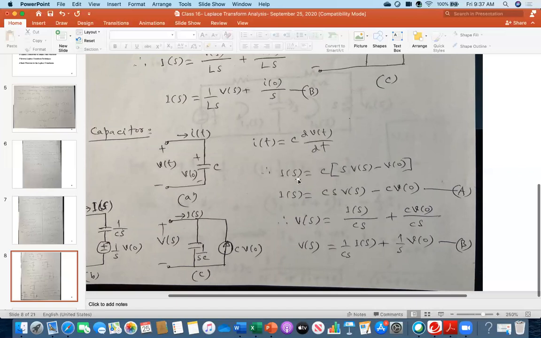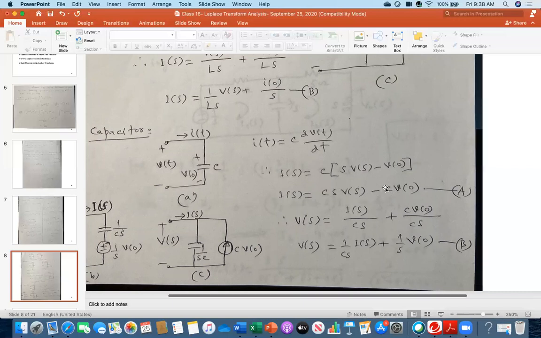Therefore i(t) becomes Is, and C is this C. Again apply the Laplace transform to dv/dt. What will you get? sVs minus V naught, coming from the Laplace transformation of dv/dt. Simplifying, Is equals CsVs minus CV naught. So this is the current expression, and that current has two components: this one and the other.